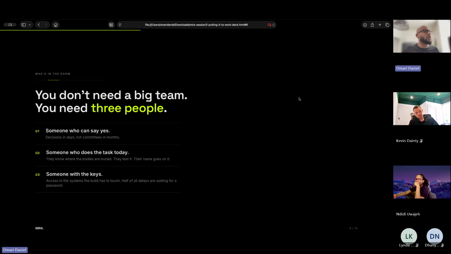So you don't need a big team. You need 3 people, depending on the size of the business, obviously. Someone who can say yes, with decisions in days, not committees over months. Someone who does the task today. They know where the bodies are buried. They test it. Their name goes on it. And someone with the keys, access to the systems the build has to touch. So this is your AI integration team for your business. Somebody who's got a key to all the CRMs, knows how the system architecture works, and can take ownership of scoping out the build.